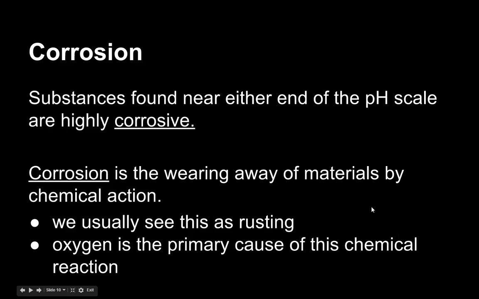Now, corrosion. Substances that are found near either end of the pH scale are highly corrosive. And corrosion is the wearing away of materials by chemical action. And we usually see this as rusting. So think of our vehicles or anything you see rust. This is an example of corrosion caused by a corrosive material or substance. Now oxygen, and this is important, is the primary cause of this chemical reaction.